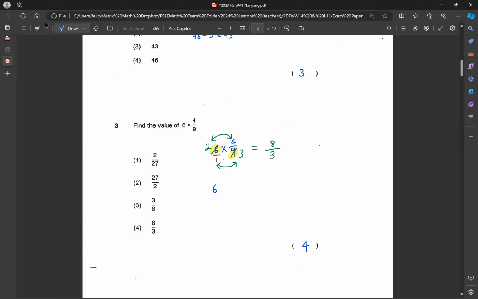Another way some students would consider is to straight away take top times top, bottom times bottom. That's fine also, but you will realize that the answer will not be in the simplest form. So this was 6 times 4 is 24, 1 times 9 is 9. If you divide 3 away from each of them, you simplify to 8 over 3. So both methods still give you the same answer, but of course the more efficient way is the first method. It's a lot faster and you avoid working with huge numbers at the end of the multiplication. That's the good thing about using the first method.